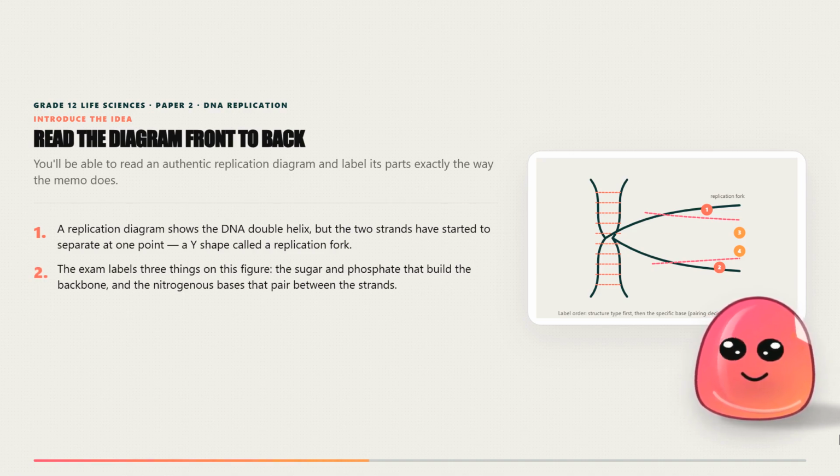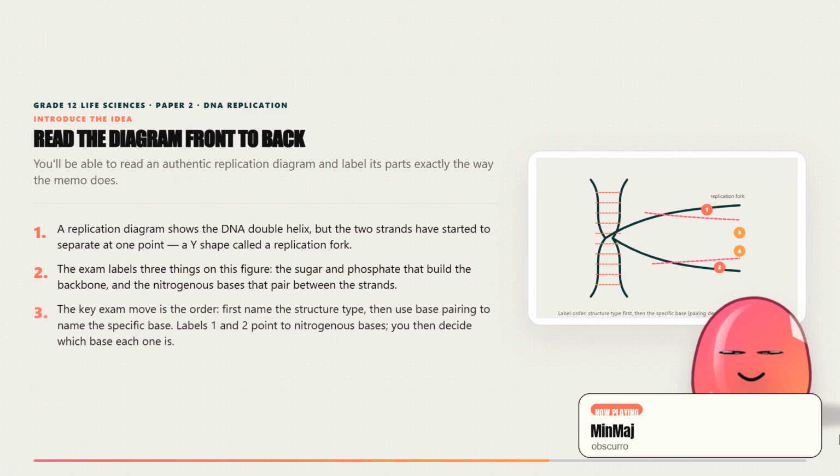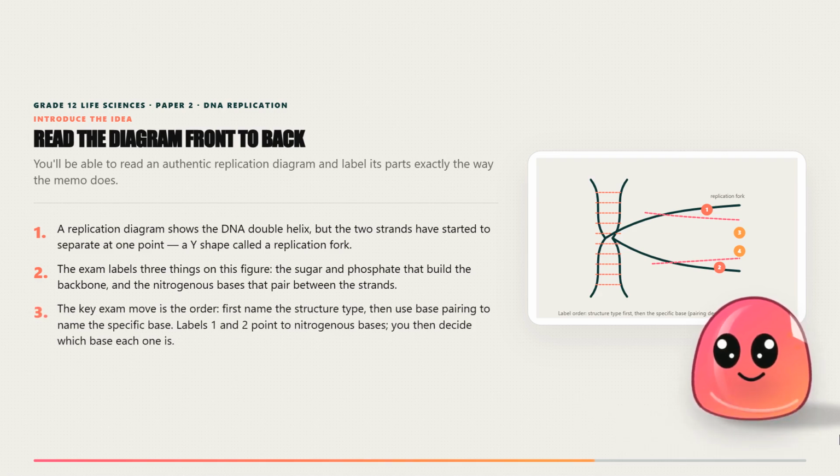The backbone is built from deoxyribose sugar and phosphate. Between the strands sit the nitrogenous bases. The order matters: first name the structure type, then decide the specific base. Labels 1 and 2 point to bases. So which bases? Use pairing to decide.